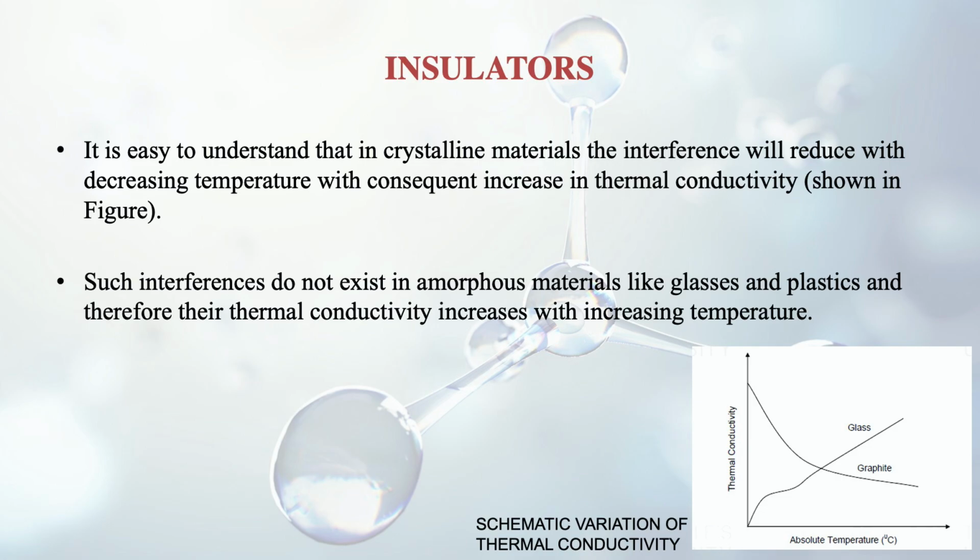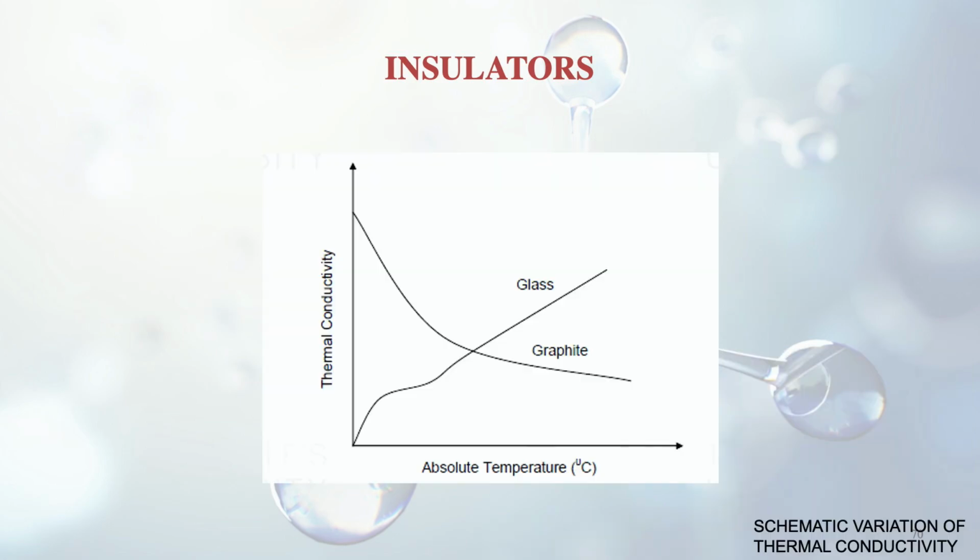So in this case, the reverse thing will happen: with increasing temperature, thermal conductivity will increase. Like you can see in the graph, there is one amorphous substance, that is the glass, and the other one is the graphite, which is a crystalline substance. So you can see that as the temperature is increasing, the thermal conductivity of graphite is going down, whereas in case of glass it is going up.